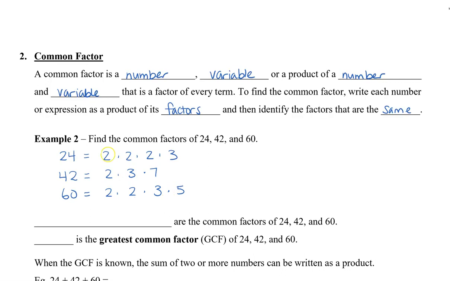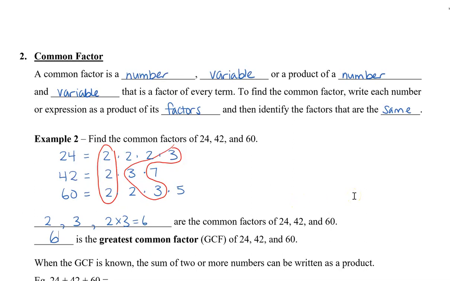So we can see that the number 2 occurs in all three of the numbers, and the number 3 also occurs in all three of the numbers. So therefore we can say that 2 and 3 and 2 times 3, which equals 6, are all common factors of 24, 42, and 60. Now we can see that out of 2, 3, and 6, 6 is the greatest common factor of 24, 42, and 60.